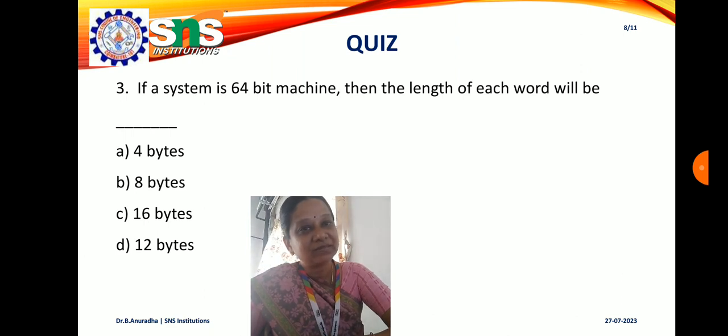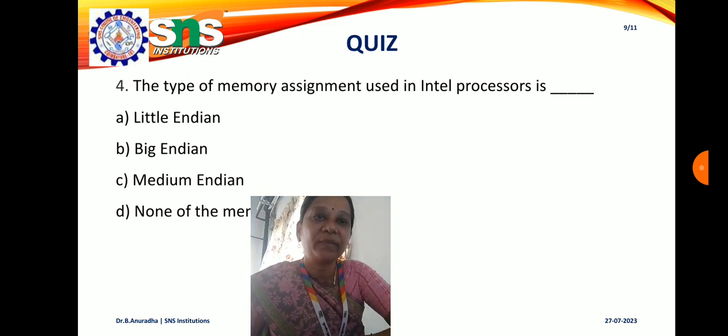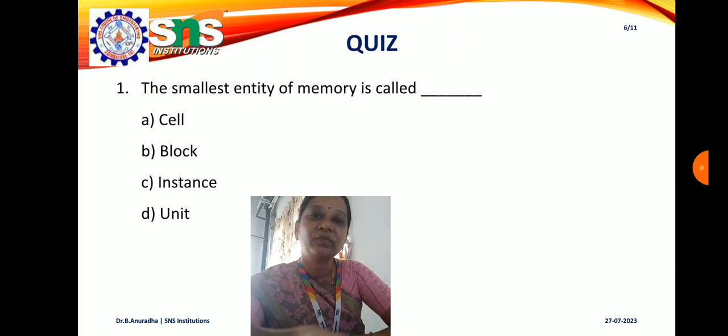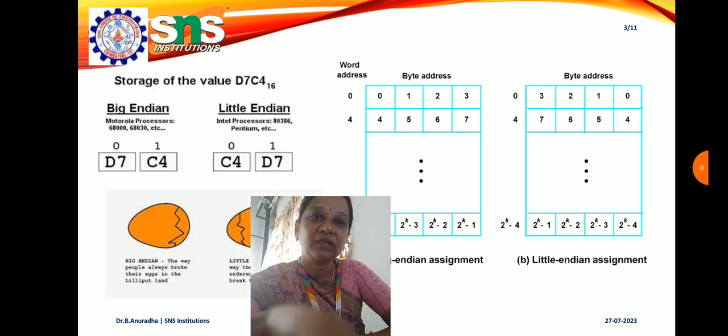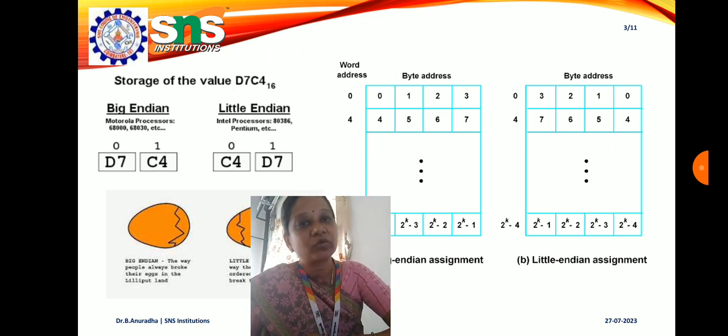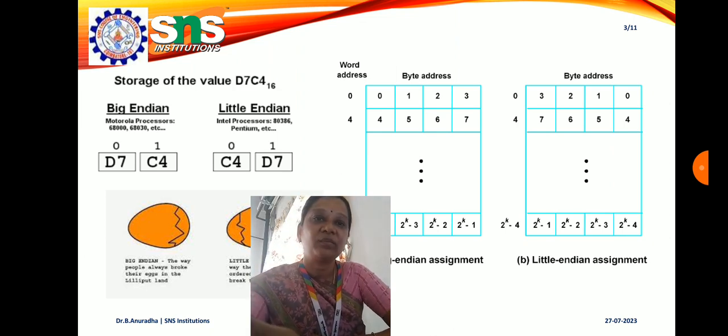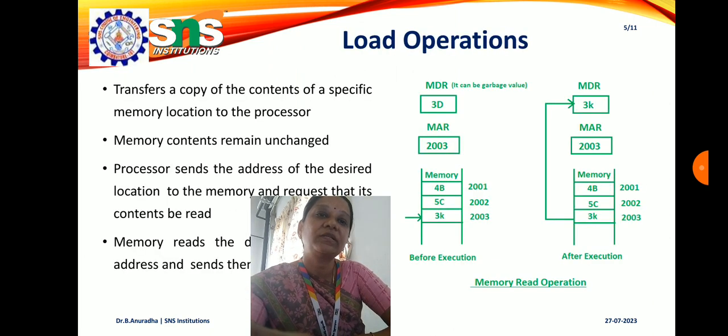Next, what is the type of memory assignment used in the Intel processor? Will the Intel processor make use of medium-endian, little-endian, or big-endian? The Intel processor makes use of the little-endian method. You can refer to this diagram itself. Here, let me go back. See, here the Motorola processor makes use of the Big-Endian method, whereas the Intel processor makes use of the Little-Endian method. Pentium also makes use of the Little-Endian method.